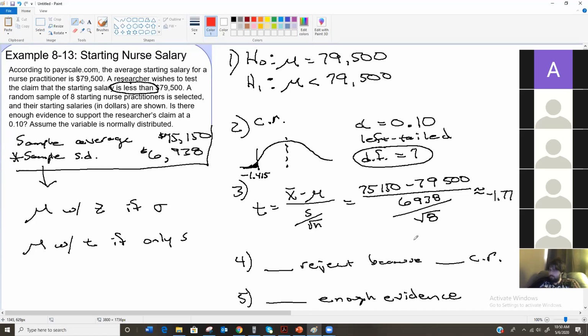Like I said, they kind of overdo the reject on these. You will have ones in your homework and on the test that are not reject. But this one ends up being down here. Negative 1.77 is lower than negative 1.415, so it's down in here.